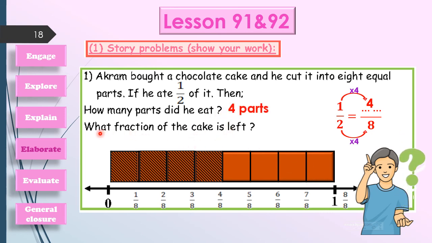Now, let's go to the next one. What fraction of the cake is left? Not eaten yet. Left means not eaten. Now, let's draw this fraction. To write this fraction here, we have how many parts out of 8? Yes, 1, 2, 3, 4 parts out of 8 not eaten yet. Let's write down 4 eighths. Good job. Next one.